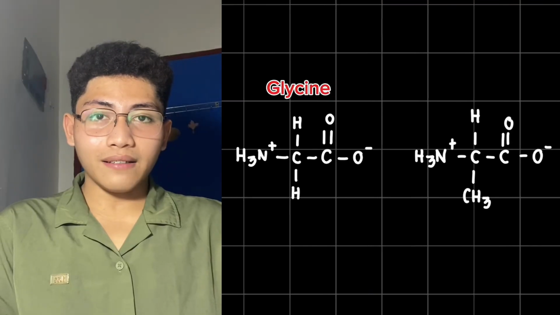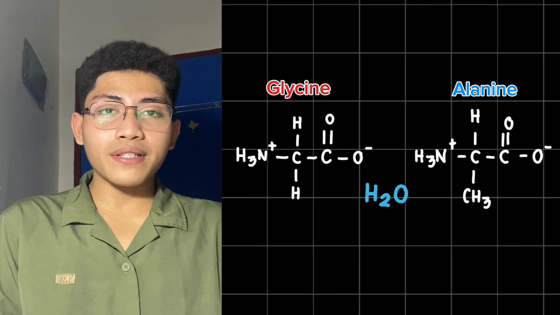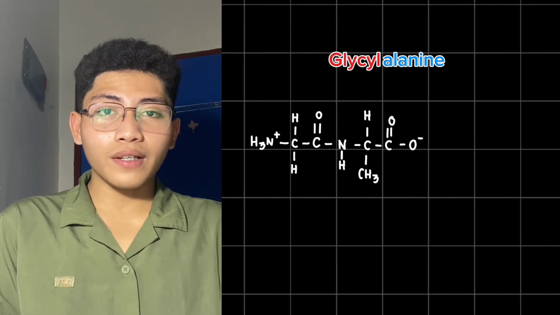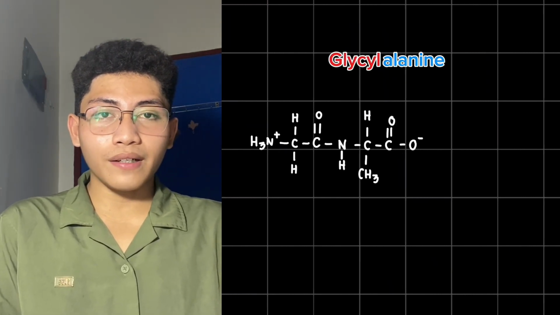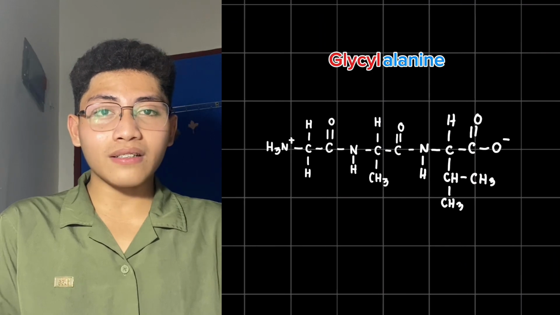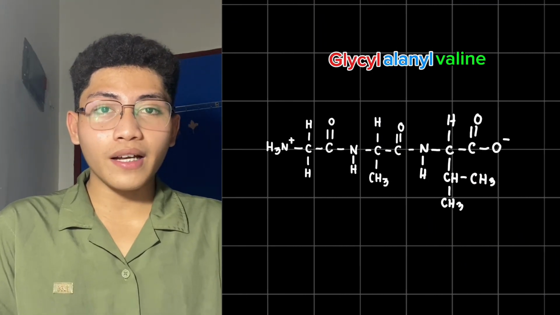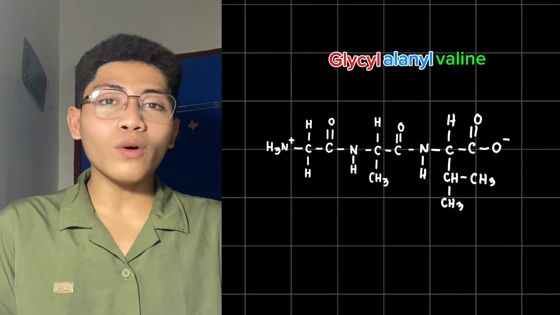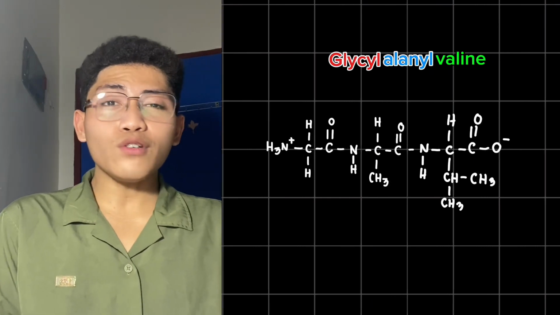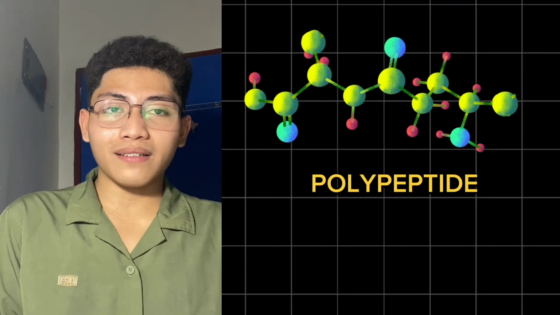Here's glycine. Here's alanine. Water's gone, peptide bonds form, and we have a dipeptide. Repeat and add valine. We form a tripeptide. Repeat and add several more amino acids. We eventually form a polypeptide. Easy, right? Now let's get to the exciting part.